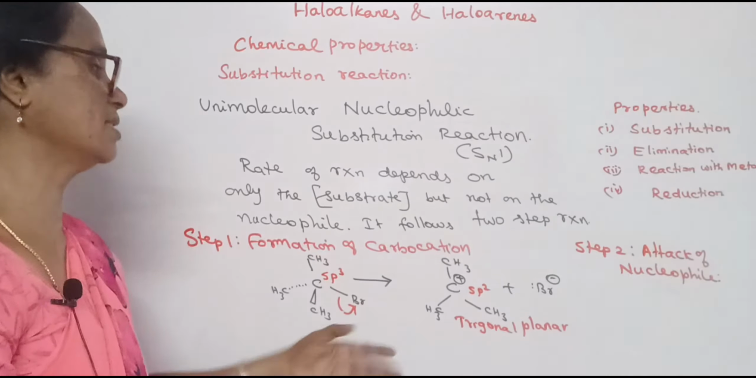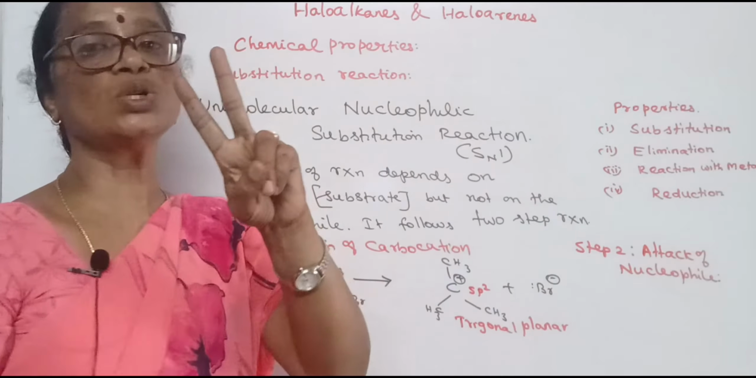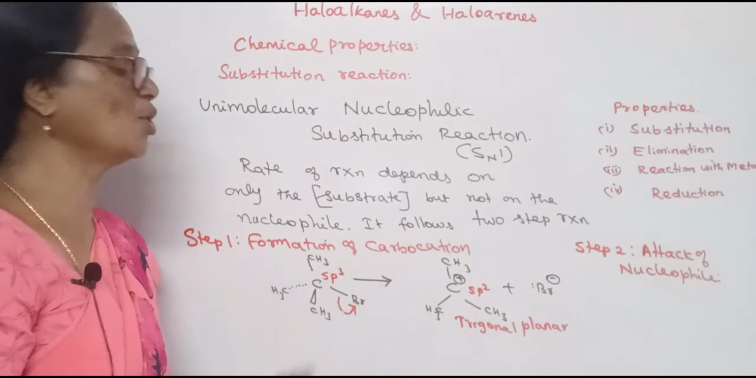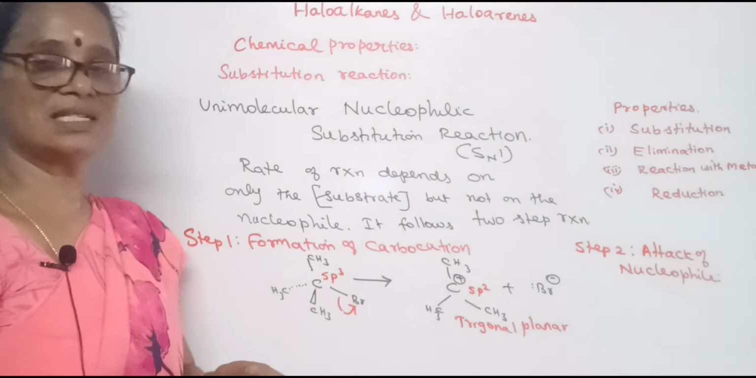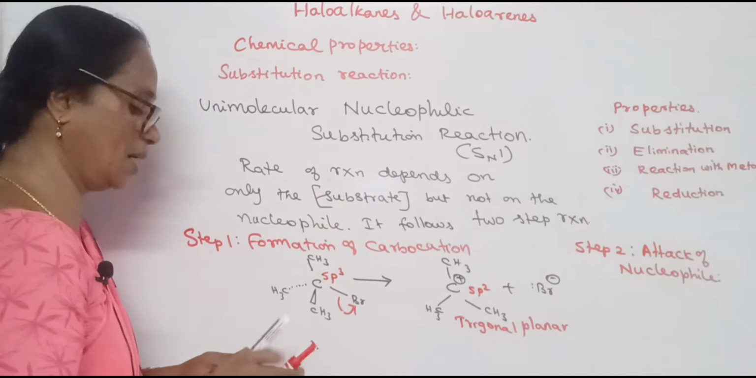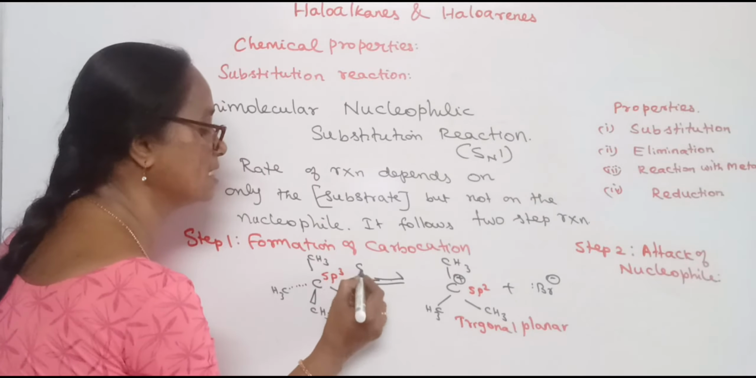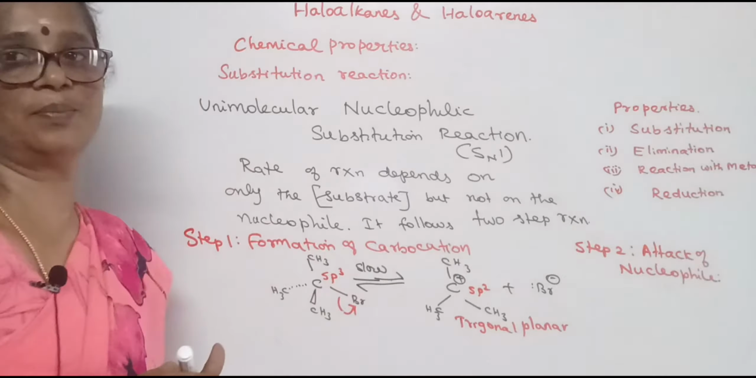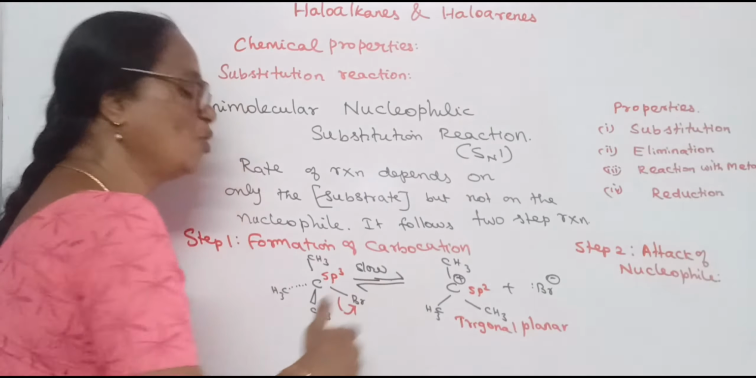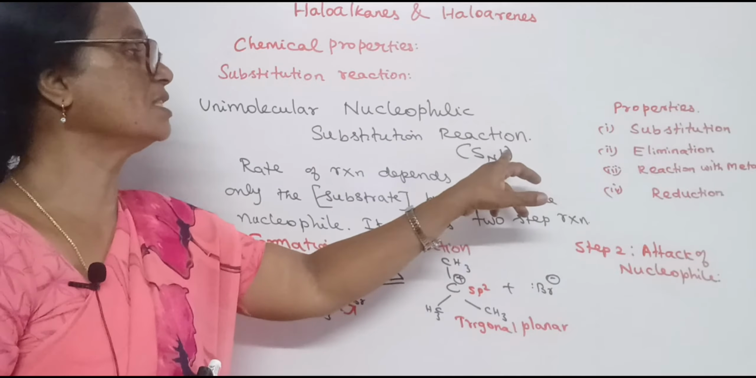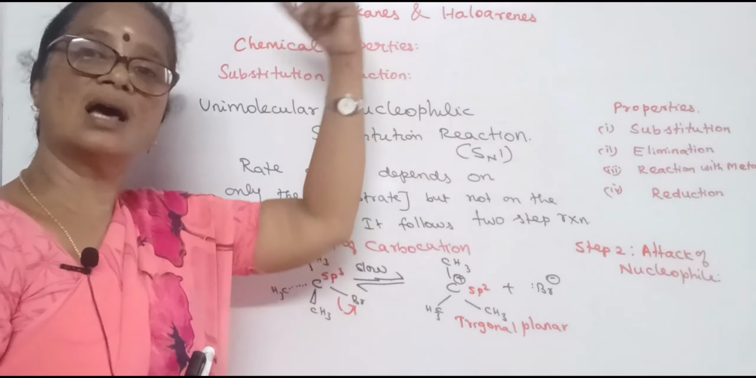But in this case, it takes a two-step reaction. The first step is formation of the carbocation. Actually, this step is a reversible step and it is the slowest step. So this slowest step only determines the order of the reaction, that means whether it follows the first order or the second order.